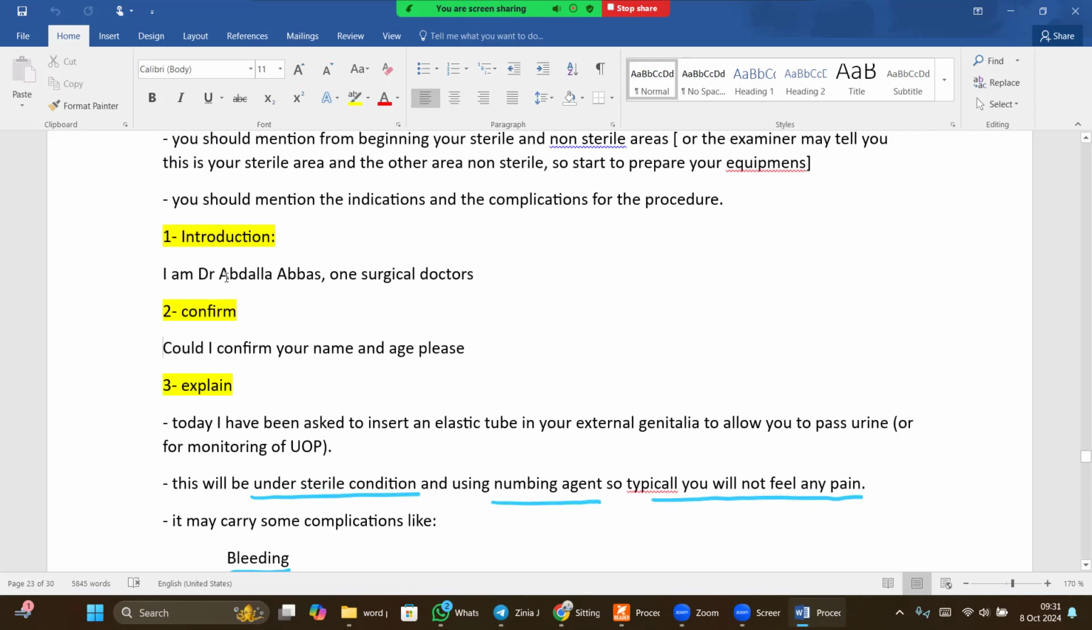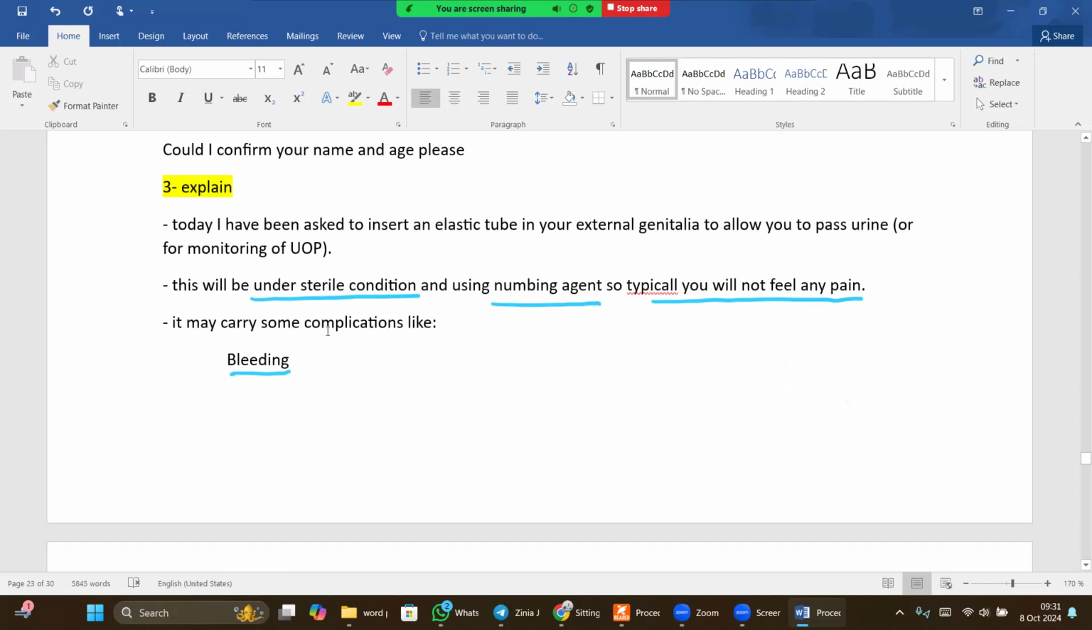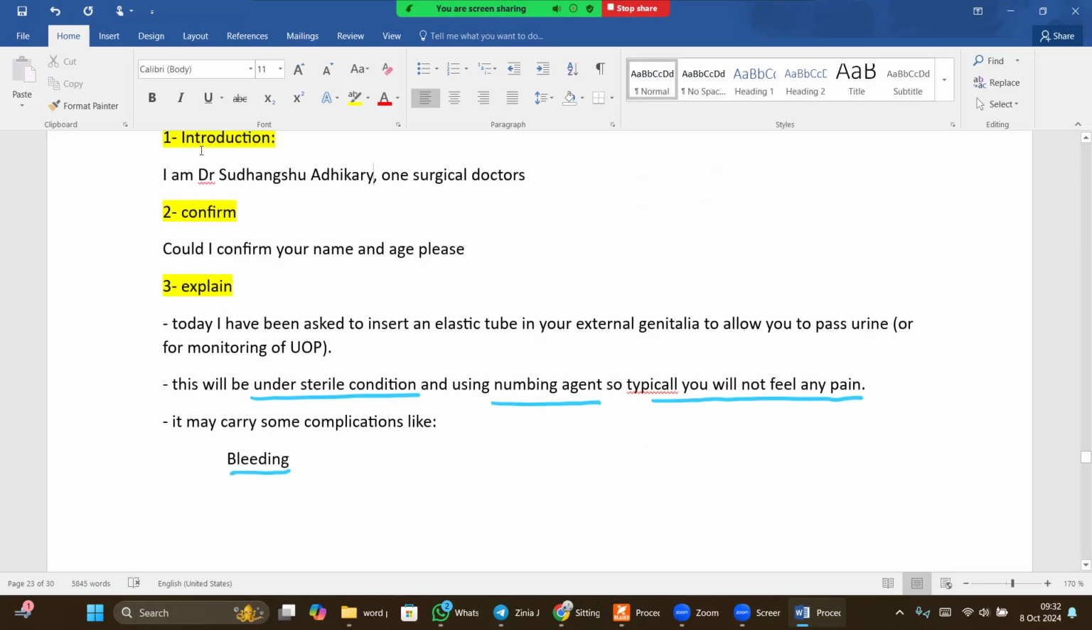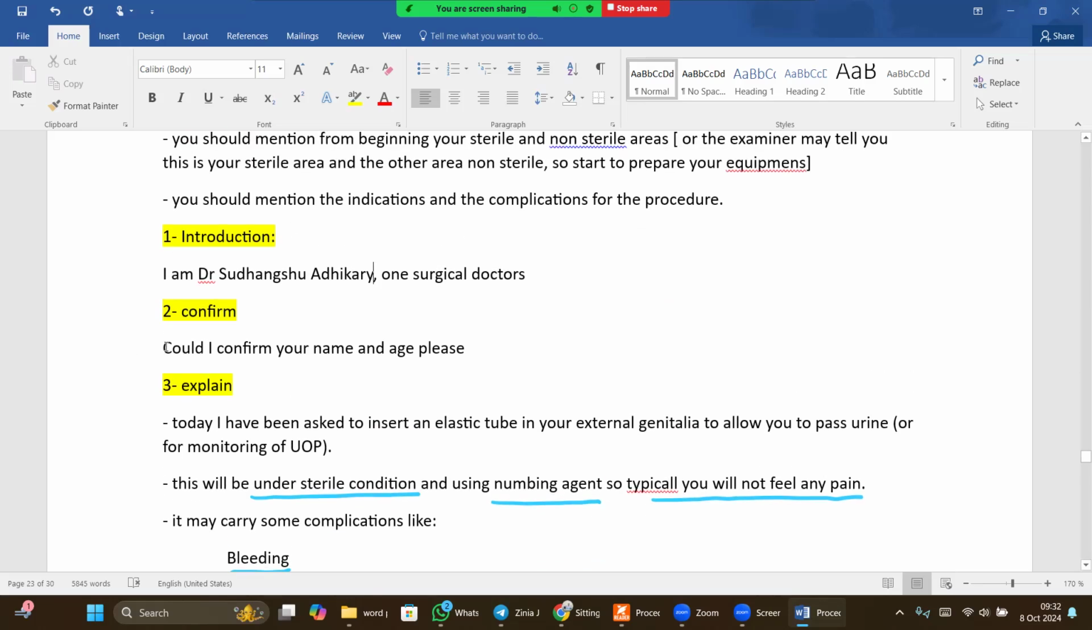Introduce. Hello, I'm Dr. Adhikary, one of the surgical doctors. Could I confirm your name and age, please? This is two parts: one is introduction and the other is confirming the patient's identity.